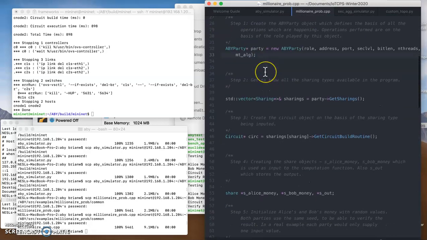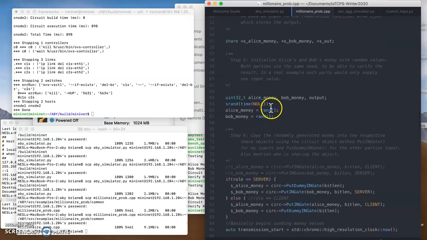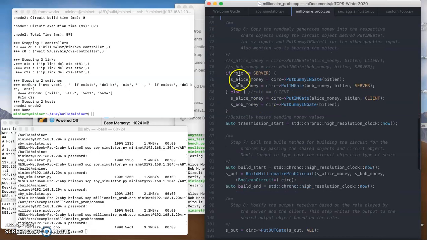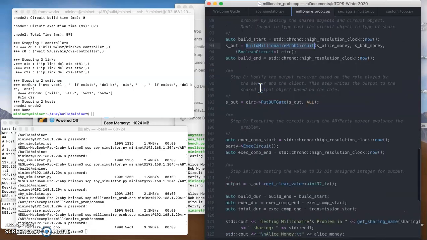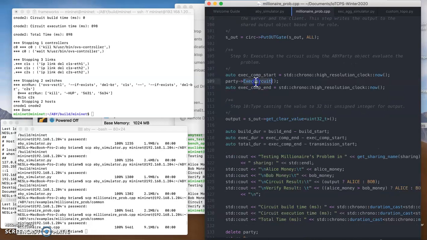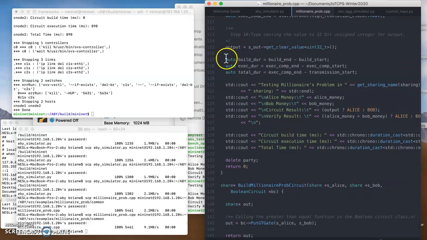Jumping into the actual code behind the millionaire client and server. First, they end up generating random amounts of money for each person to see who makes the most amount of money. Depending on the role, they're going to set up their own circuits. Basically the circuit is built. After the circuit is built, it's executed. And then finally, all of these different testing results as well as metrics are printed out.